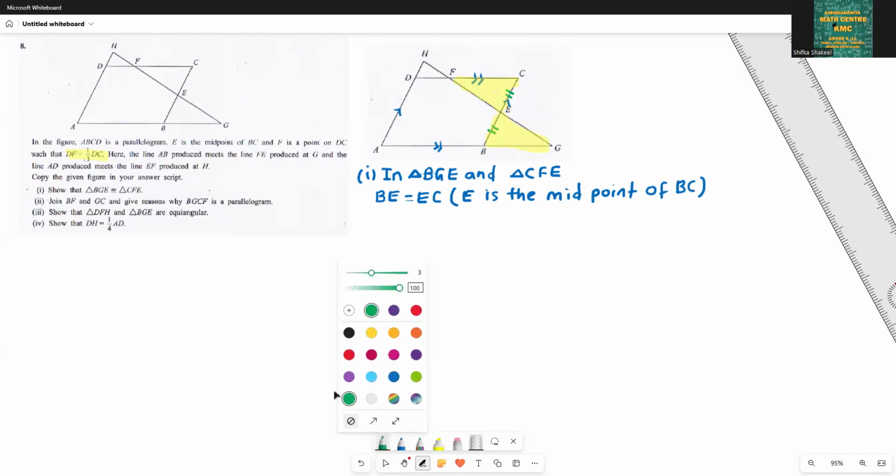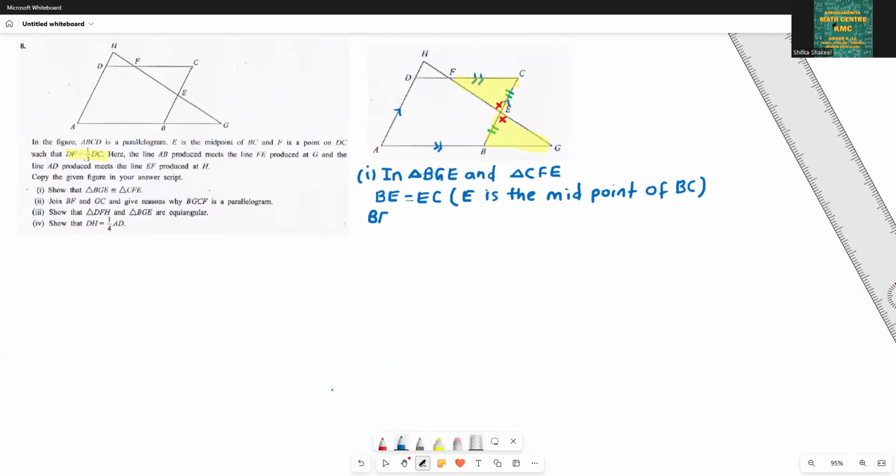Okay, children, another thing we can mark is here. These two angles are vertically opposite angles. They are also equal. Two straight lines crossing over form which type of angles? Vertically opposite angles. They are equal. Angle BEG is equal to angle FEC. The reason is vertically opposite angles are equal.